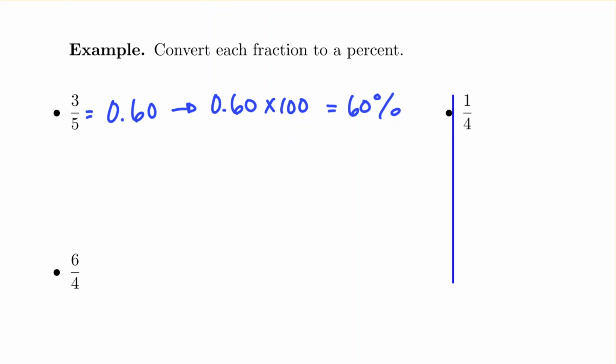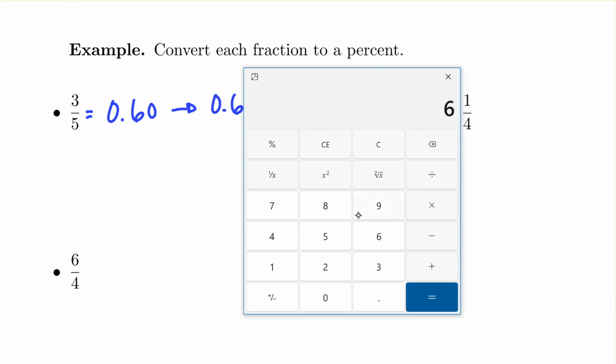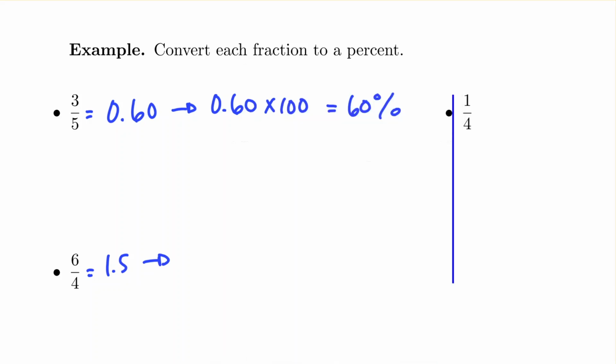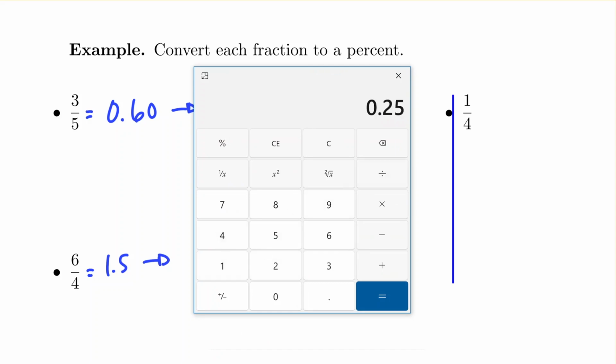Next, 6/4 is a decimal of 1.5. To convert it to a percent, you either move the decimal place 2 places or equivalently multiply by 100, and we get 150%. For the next example, 1 divided by 4 in your calculator is 0.25. Move the decimal place 2 places to the right, and I see it's 25%, or multiply by 100, and we'll get 25%.